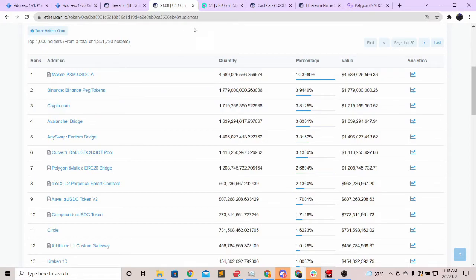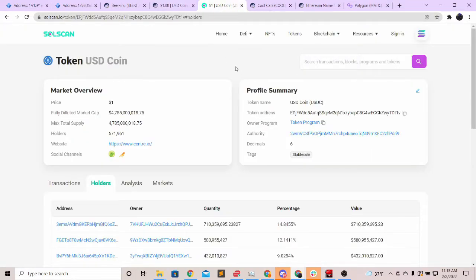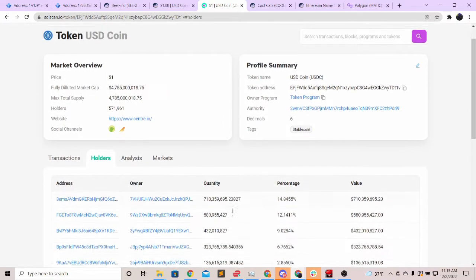We can actually see USDC on the Solana network too. Same USDC, a little bit different numbers because different amounts of the token are locked in each ecosystem, but we can see here it has 570,000 holders. We can see the holder list here as well, just to see how these tokens look on SolScan.